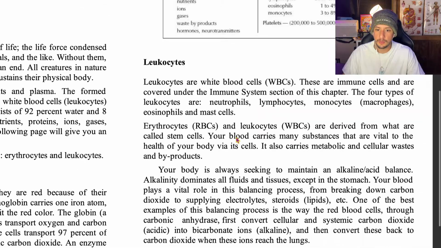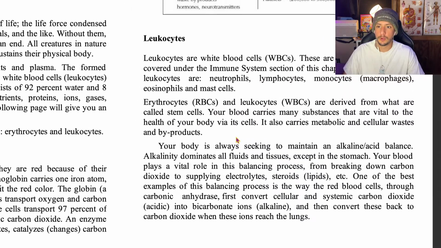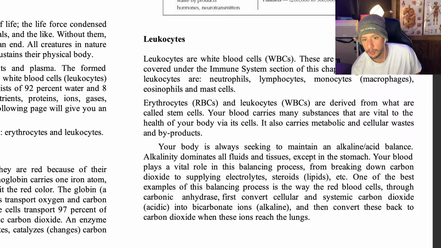All right, leukocytes are white blood cells. Everybody remembers these, or if you watched Osmosis Jones. These are the immune cells, and they're covered in the immune system section of this chapter, which we will get deeply into. It's exciting stuff. Learn a lot about, like, you know, big pharma and a lot of things. So the four types of leukocytes are neutrophils, lymphocytes, monocytes, aka macrophages, eosinophils, and mast cells.